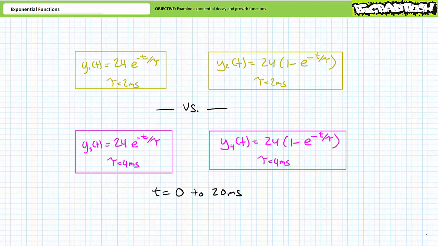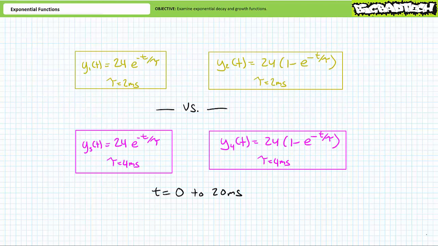Our first function set is y1 of t equals 24 times e to the negative t over tau, where tau is assumed to be 2 milliseconds. y2 of t equals 24 times 1 minus e to the negative t over tau, where tau is again assumed to be 2 milliseconds. Our second function set, y3 of t equals 24 times e to the negative t over tau, where tau is assumed to be a longer 4 milliseconds. y4 of t is 24 times 1 minus e to the negative t over tau, where tau is again assumed to be a longer 4 milliseconds.